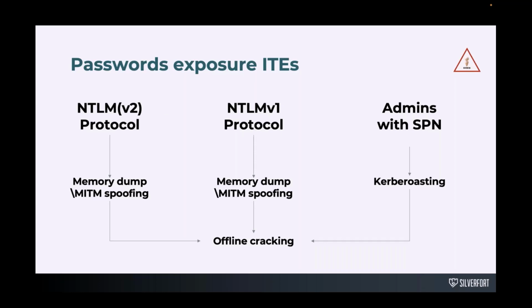Now, the first two, the NTLM ones, enable the attackers to harvest the hash either by dumping the memory from the endpoint itself, or by spoofing it through the network in some kind of man-in-the-middle attack. Admins with SPN are exposed to Kerberoasting. All three of them enable the attacker to get a user's hash, take it offline, and crack it. And this is the exposition. Now let's talk about each and every one of them.